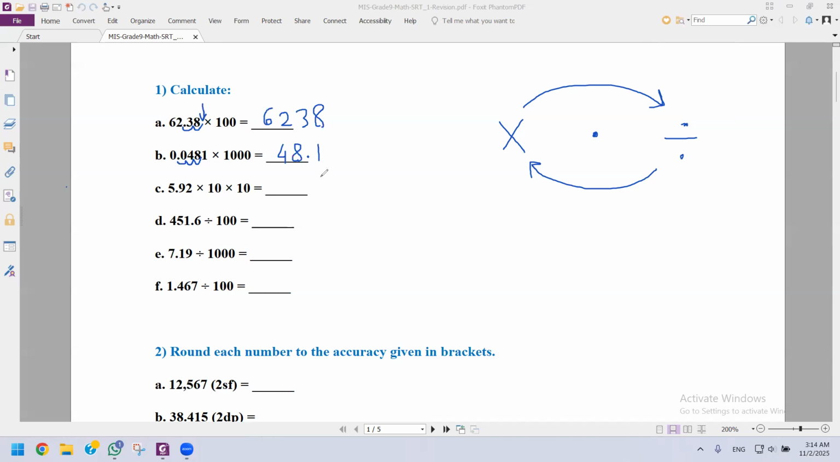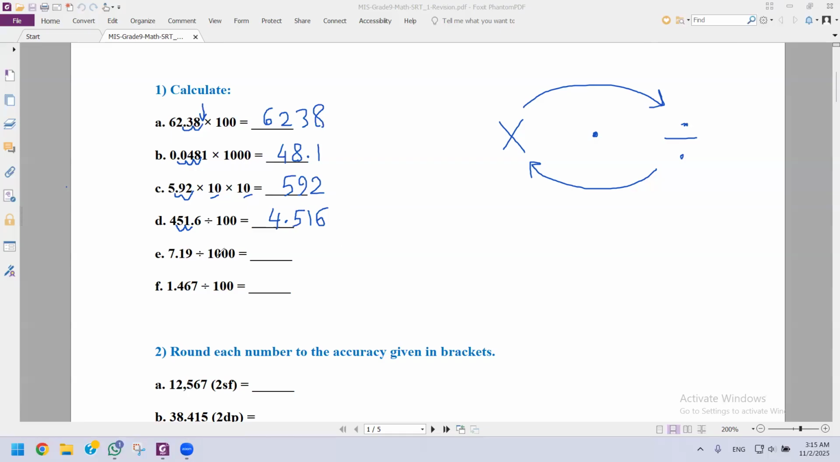Now next one we have times 10 times 10. How many zeros we have? 2, which means 2 steps. 1 step, 2 steps. So the decimal point is out. 592. Now division, we divide by 100. As you know, divide goes to the left. How many steps? 2. 1 step, 2 steps. So it's between 4 and 5. So 4.516.